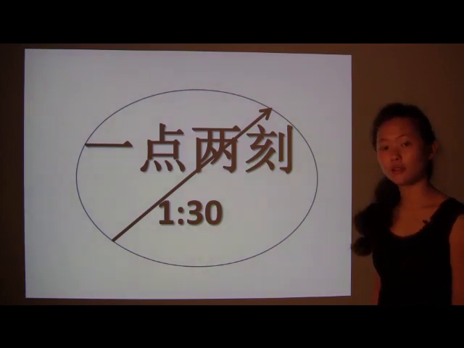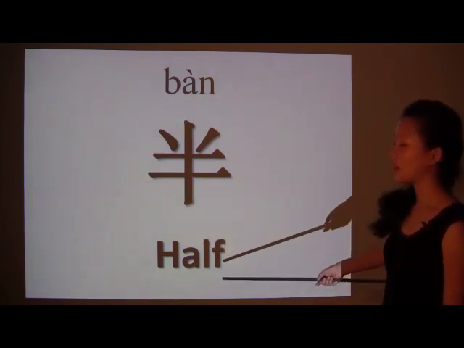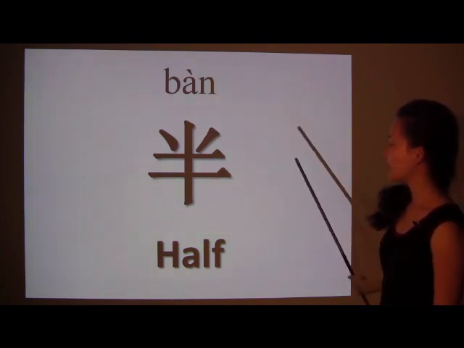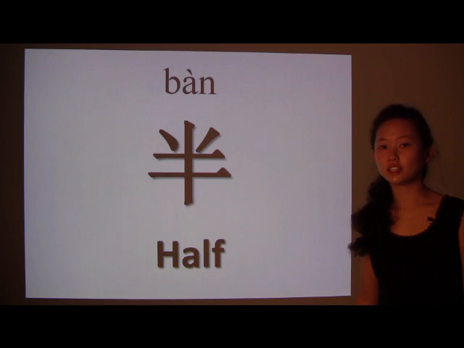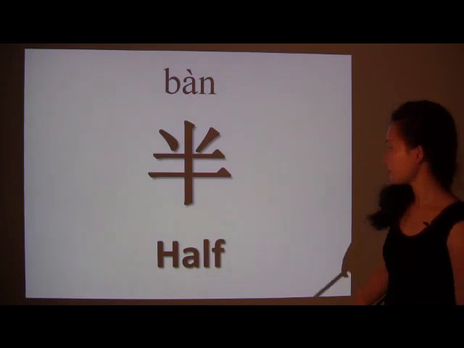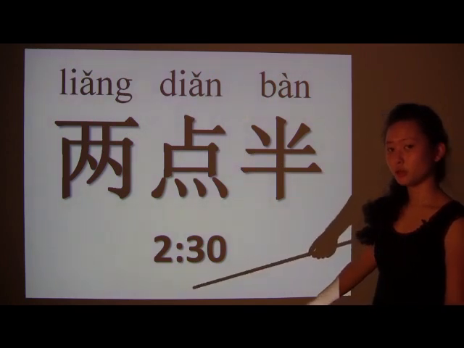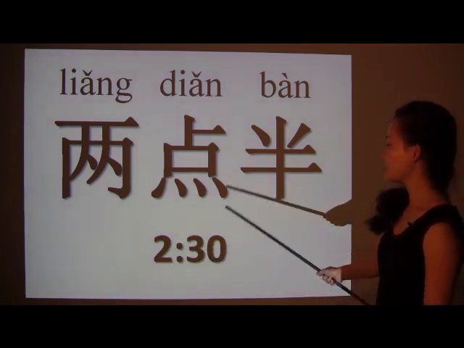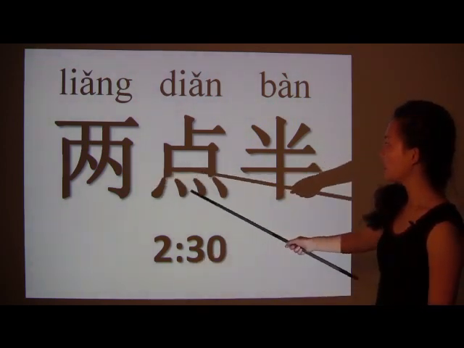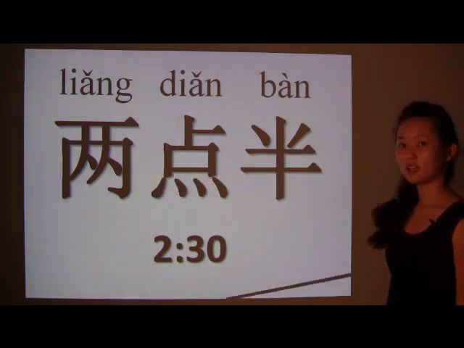There's another, more efficient way of saying 1:30, which is by using the character for half, or 半. 半 is for half. Now in English, we don't quite say 1 1/2, but we may say 1:30. And in Chinese, we've just simplified it a bit to say 2:30. Instead of saying 2 hours and 30 minutes, you can just say 2 1/2. 2点半. 2点半 is 2:30.